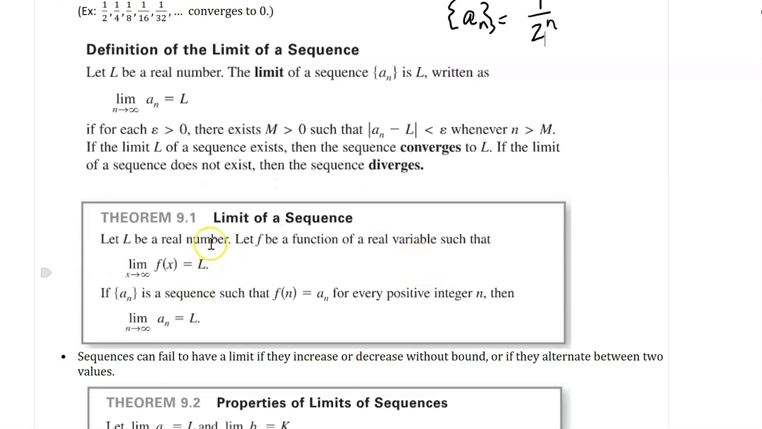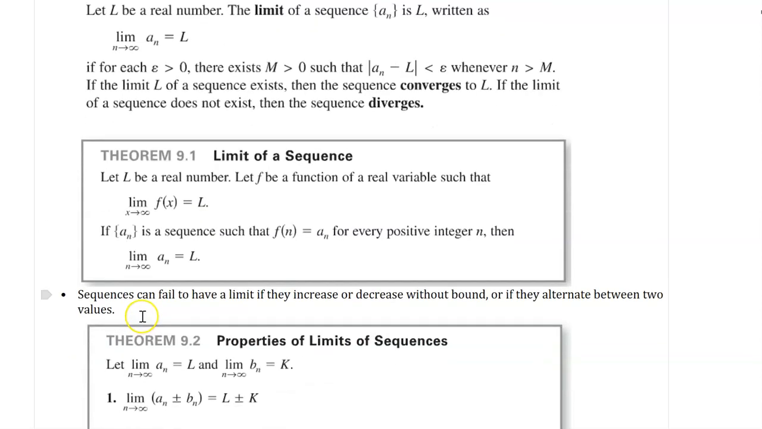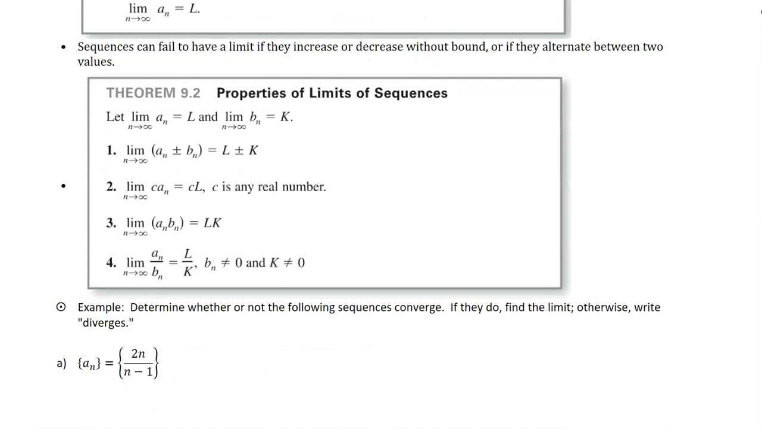So this is the theorem called limit of a sequence, theorem 9.1. If we let L be a real number and let f be a function of a real variable such that the limit as x approaches infinity of f of x equals L, so this is a real valued function, meaning you can plug any real number into it, then the sequence where each nth term can be found by plugging n into that function f is also going to have the limit L. Just like with functions, sequences can fail to have a limit if they increase or decrease without bound, or if they alternate between two values.